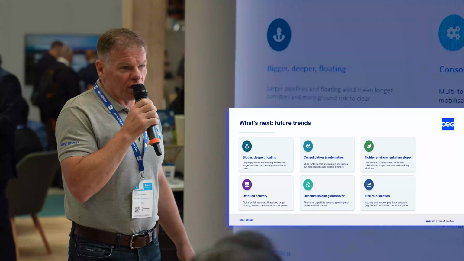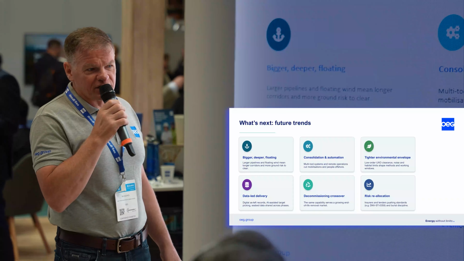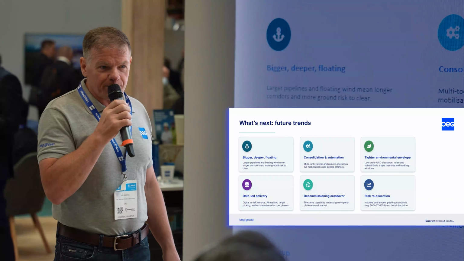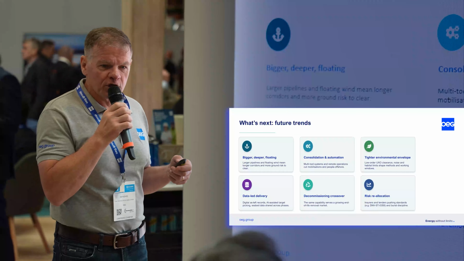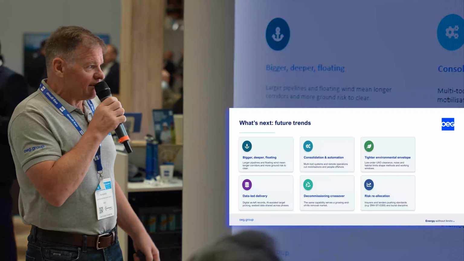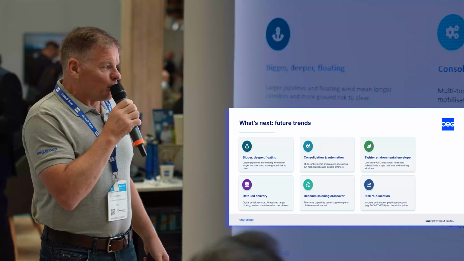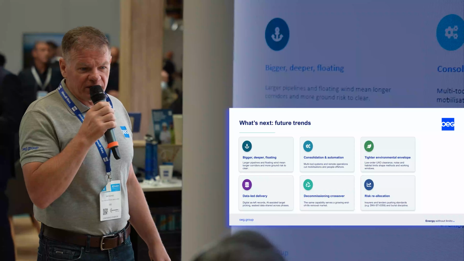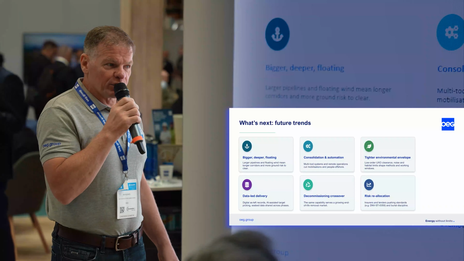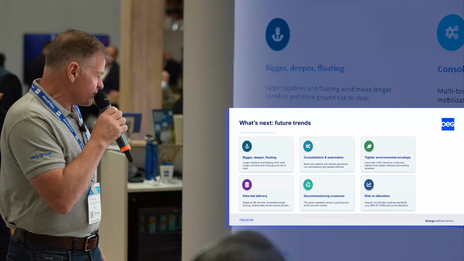Consolidation and automation, we are now looking at ways to autonomize our systems. Surveyors on the beach, not so many people, reducing the manpower risk offshore. We're looking at inventive ways of doing that. Tighter environmental envelope, low order. So again, we've said we are innovators in bringing low order to the market. We use low order deflagration as part of our systems.